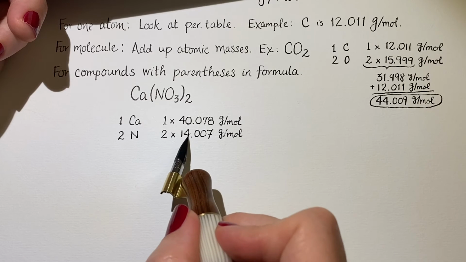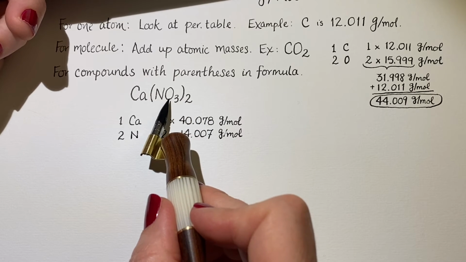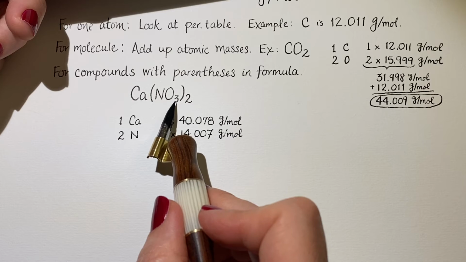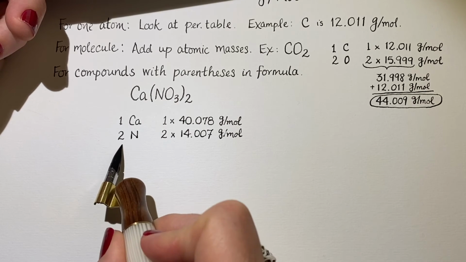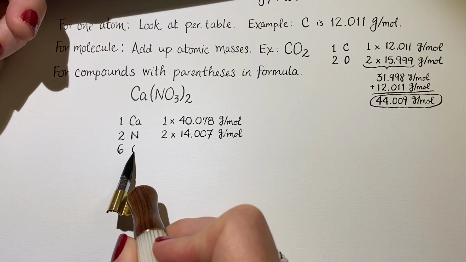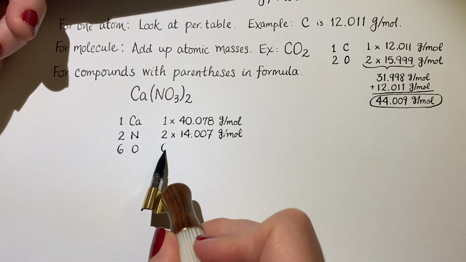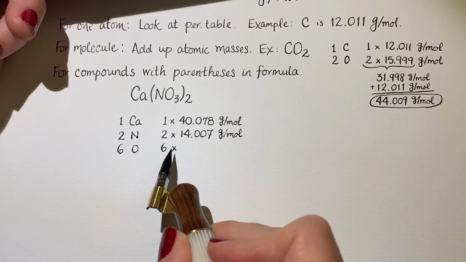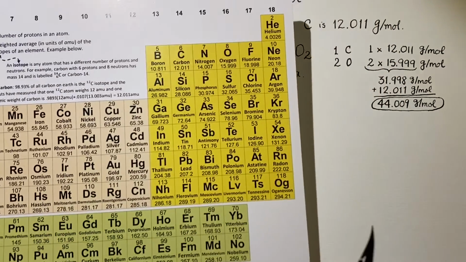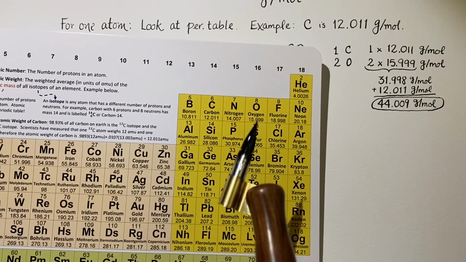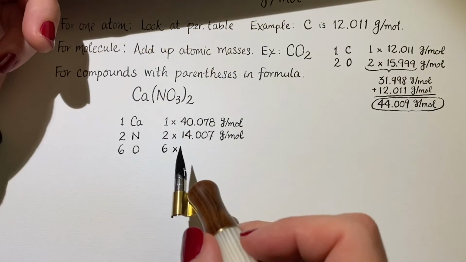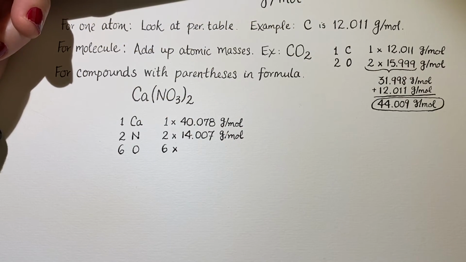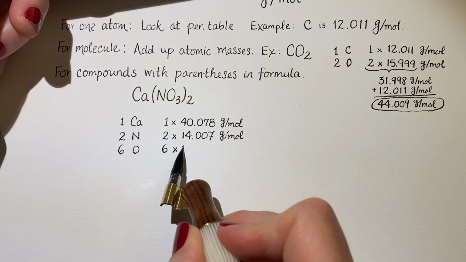Okay. And now those oxygens. There are 3 oxygens per nitrate. There are 2 nitrates, so there are 6 oxygens. So there will be 6 times. We just saw this before, but as a reminder, here's our oxygen. So 15.999 grams per mole per oxygen.